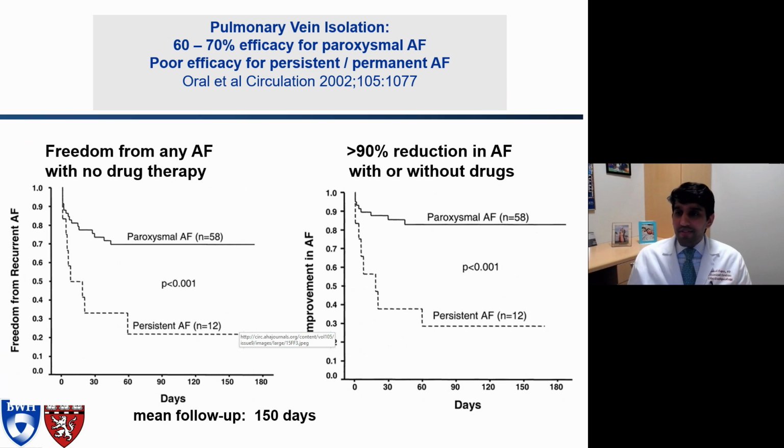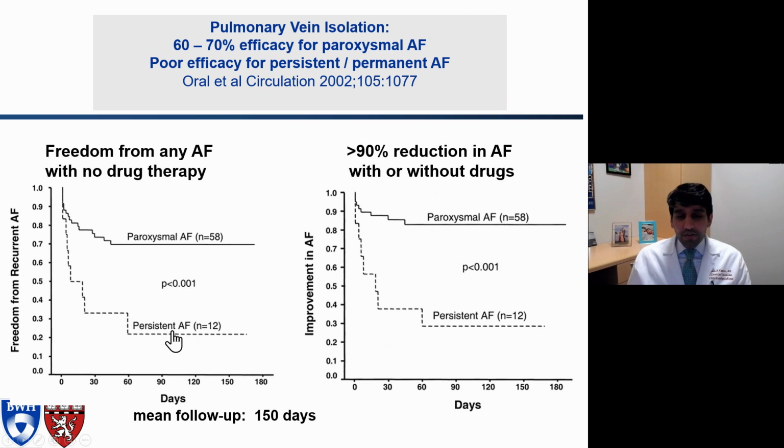And what we've seen is that this is actually a far more successful therapy than antiarrhythmics. If you look at freedom from AF with no drug therapy, no other antiarrhythmic, we have somewhere for paroxysmal patients around a 70% success rate. If you do an adjunct antiarrhythmic, you can get that upwards of 90%. So because of that, rhythm control nowadays is very different than rhythm control in the past.